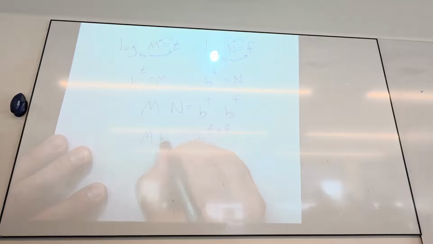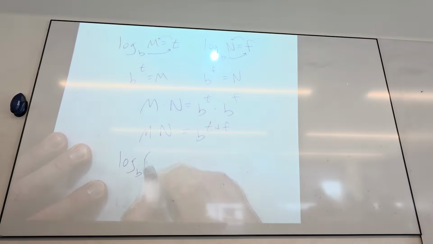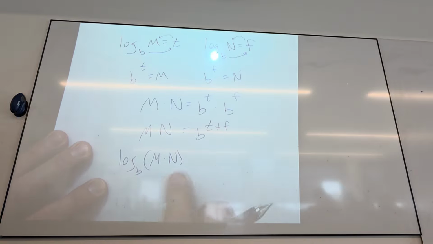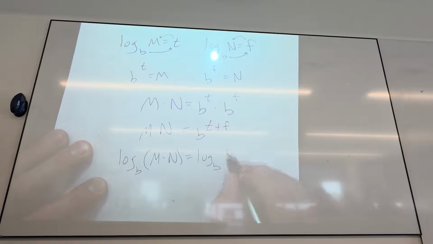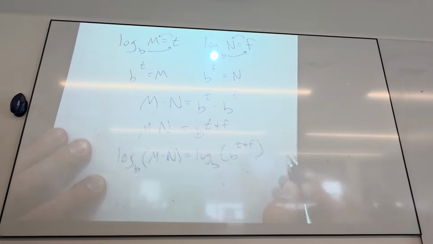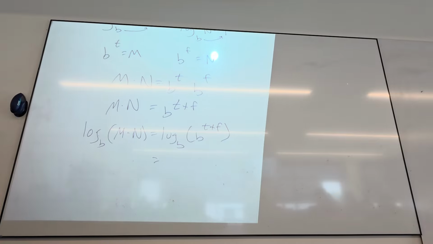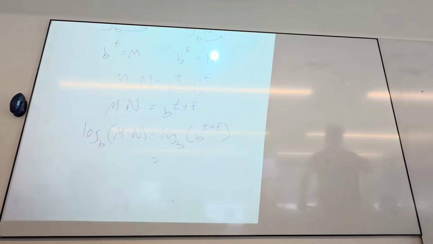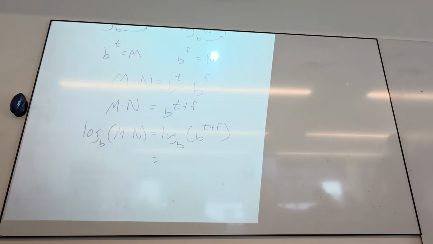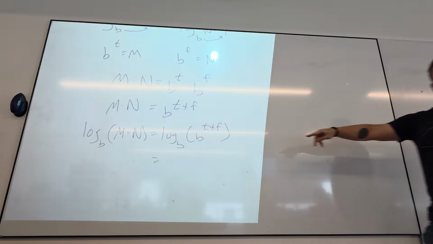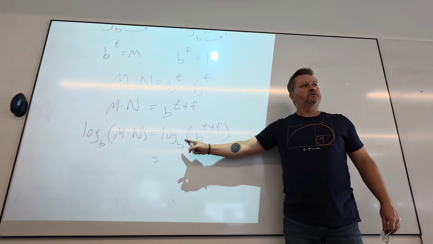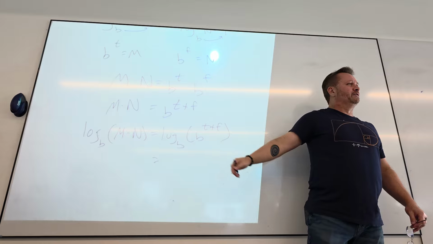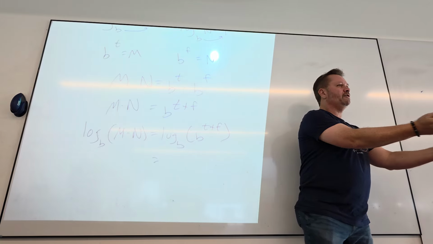So what is log base B? This is what I wanted to know from the beginning, right? I want to know what this is. But now it's equal to this. This, I need you to realize, is very easy. Do you guys see why? I don't know what B, T, and F are at all, but I know what that is, right? What power do you raise B to make it become B to the T plus F? You raise it to the T plus F power, yes?